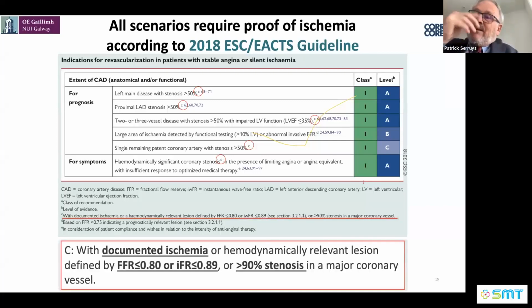Next. And prove the point by FFR or IFR: FFR 0.80, IFR 0.89. That was in 2018. Next.